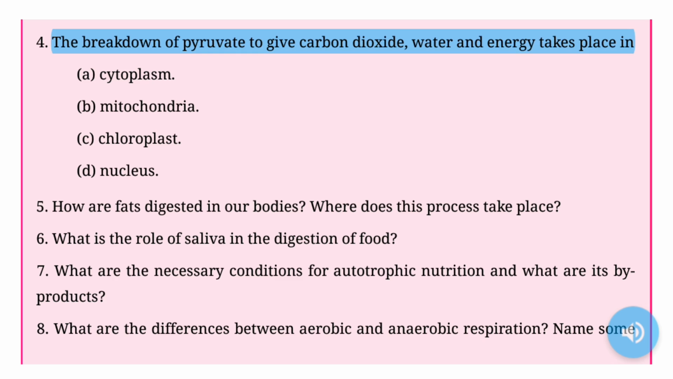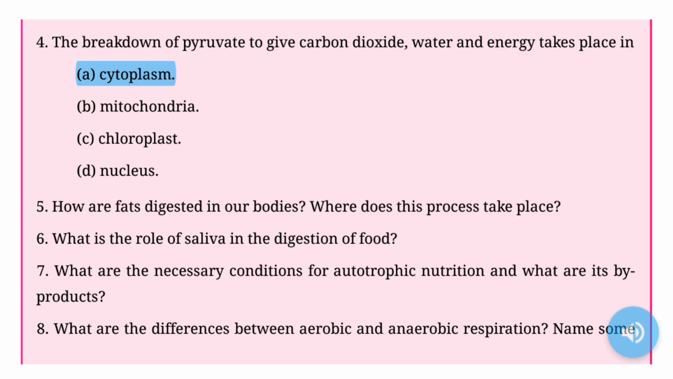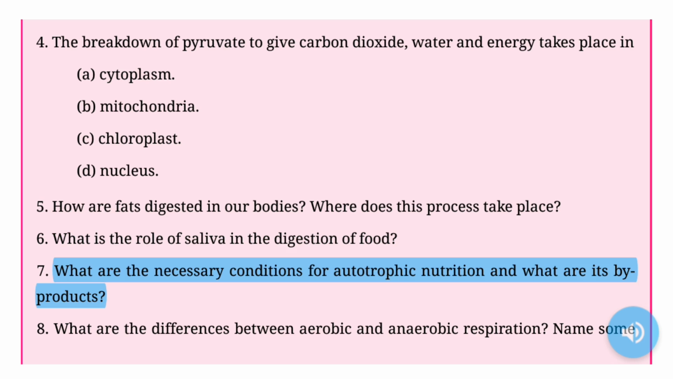4. The breakdown of pyruvate to give carbon dioxide, water, and energy takes place in A. Cytoplasm, B. Mitochondria, C. Chloroplast, D. Nucleus. 5. How are fats digested in our bodies? Where does this process take place? 6. What is the role of saliva in the digestion of food? 7. What are the necessary conditions for autotrophic nutrition and what are its byproducts?